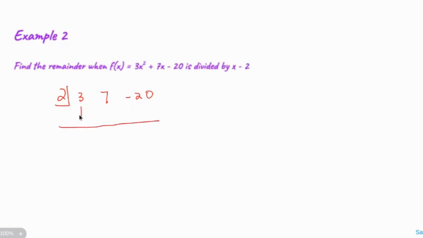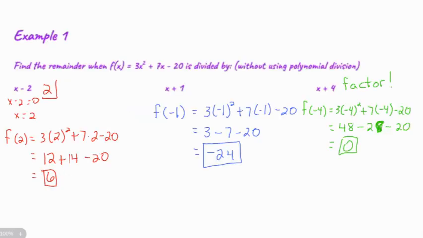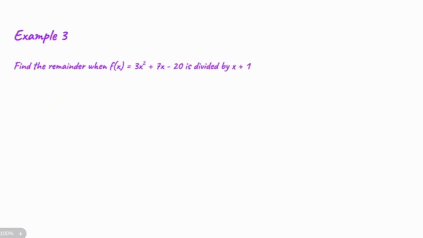Okay. So we drop the 3. 2 times 3 is 6. Add to get 13. And then 2 times 13 is 26. Add to get 6. And would you look at that? Go back again, check it. And you get 6. All right. Try this again with negative 1.